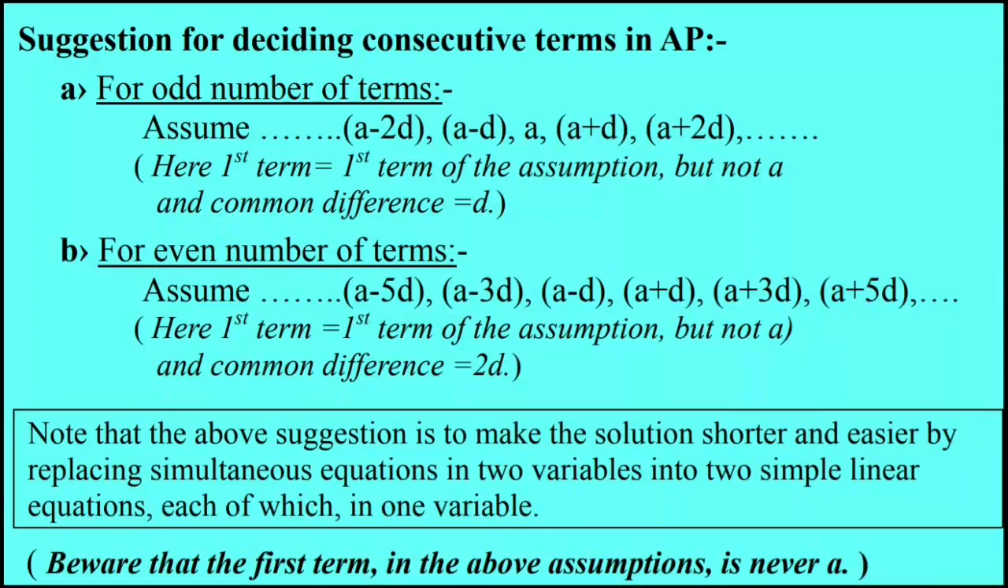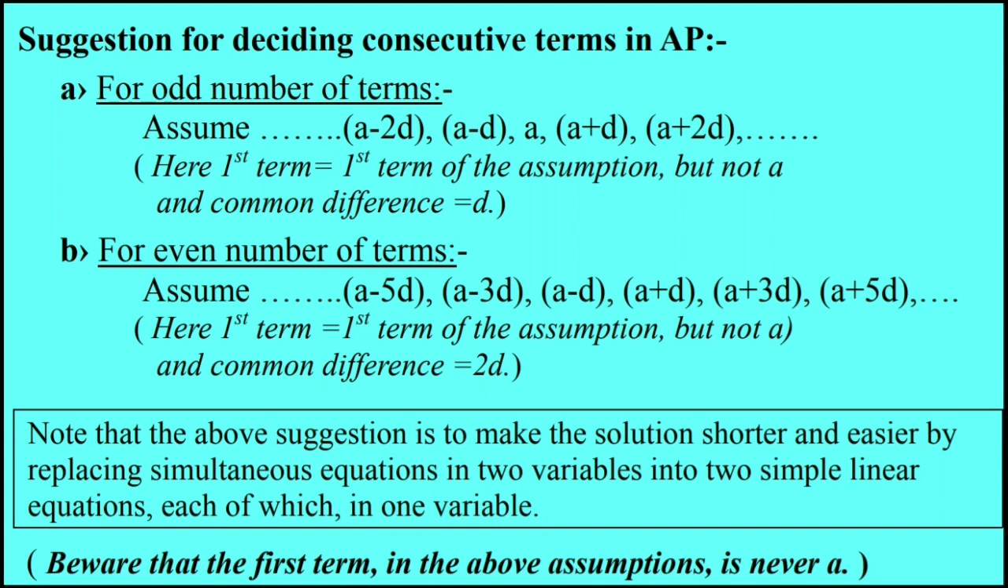But before we start, let's understand what suggestions are given here to make our solution easier or easiest. Generally, we assume terms of an AP as A plus D, A plus 2D, A plus 3D onwards as different terms of an AP, where A is the first term and D is the common difference. But here some suggestions are there.